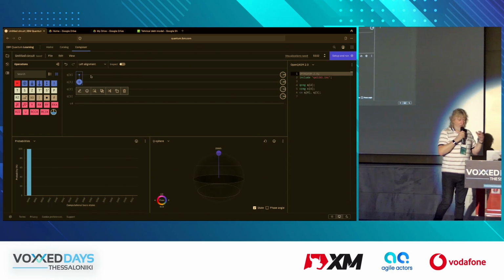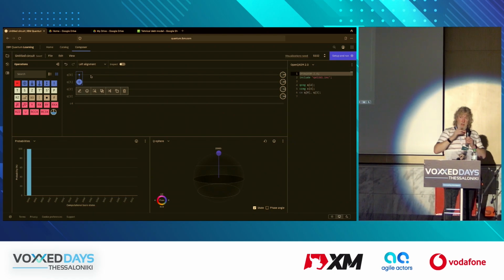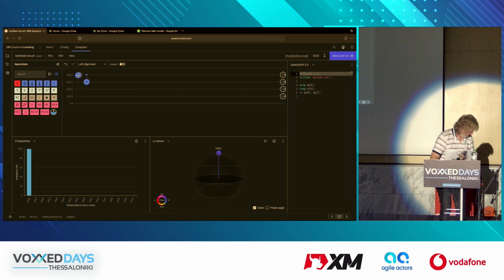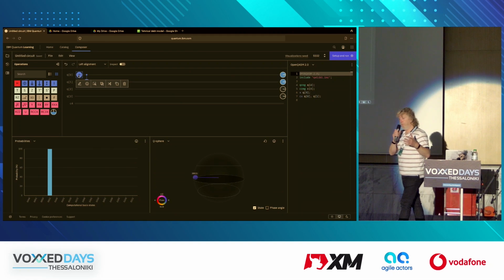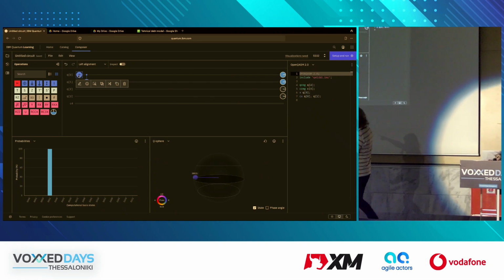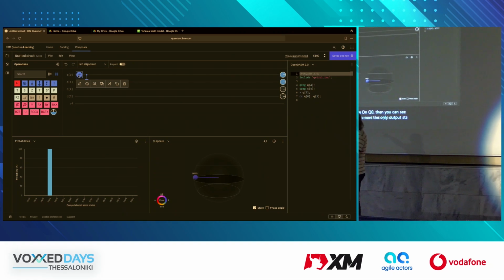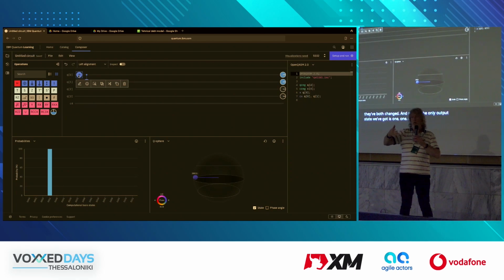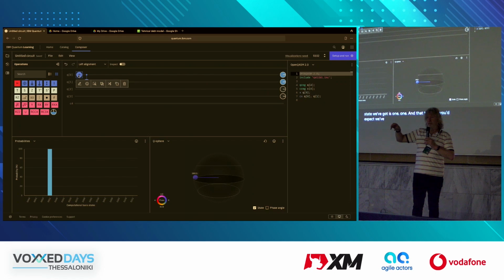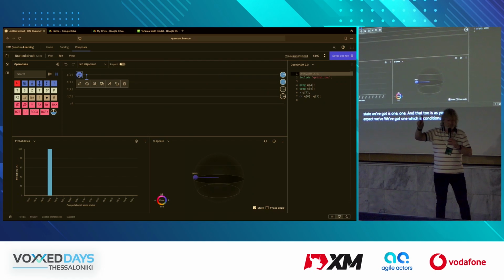So if we now put another NOT gate on Q0, then you can see they've both changed. And so now the only output state we've got is 1, 1. And that too is as you'd expect. We've got one which is conditionally inverting, the other one which is not.